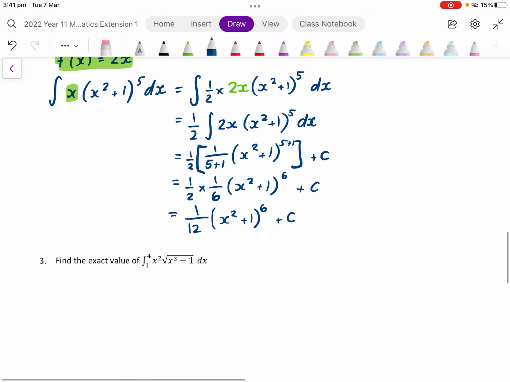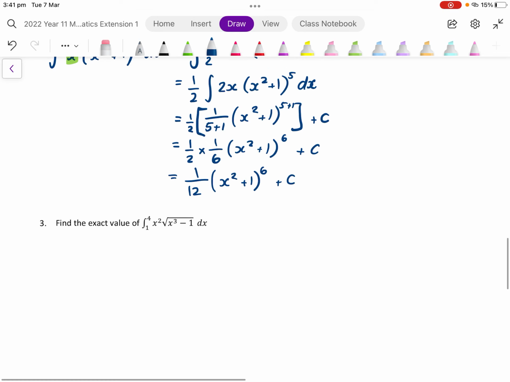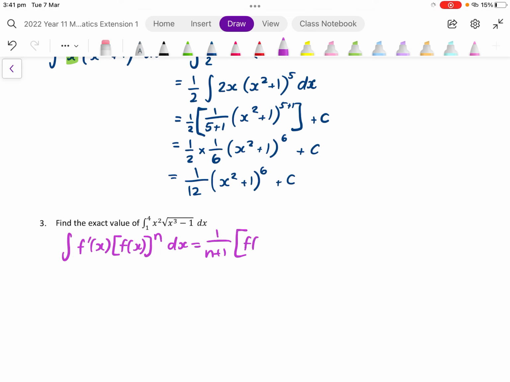Okay, let's try that again with a little bit of a harder example. What we have here is we want to find the exact value of the integral from 1 to 4 of x squared times the square root of x cubed minus 1 dx. The first thing we want to do is write down this chain rule. So we have our integral of f dash x of f(x) to the power of n dx is equal to 1 over n plus 1 of f(x) to the power of n plus 1, plus c.